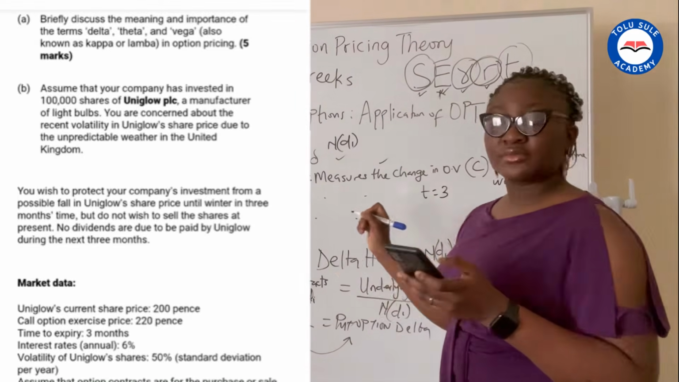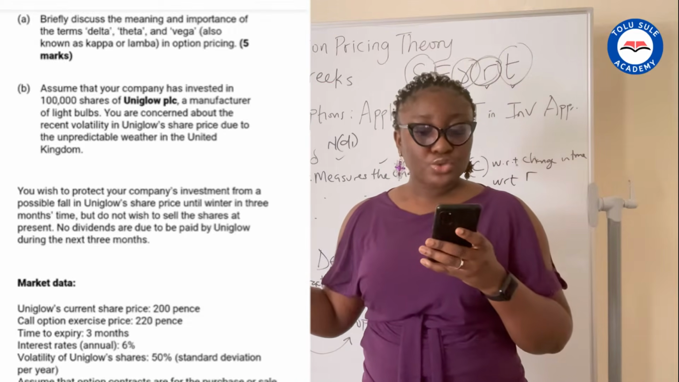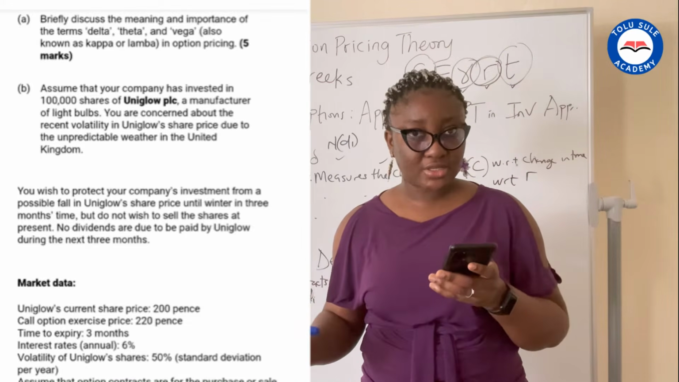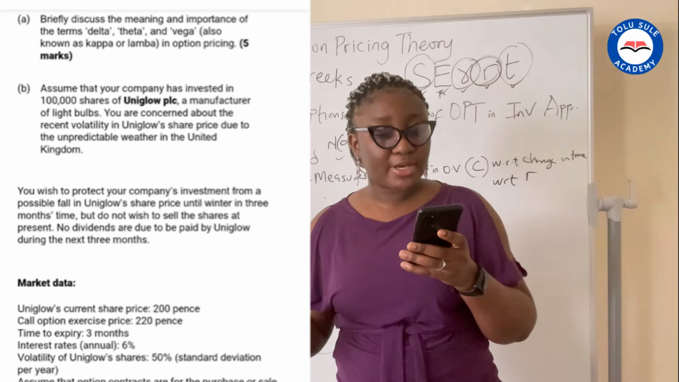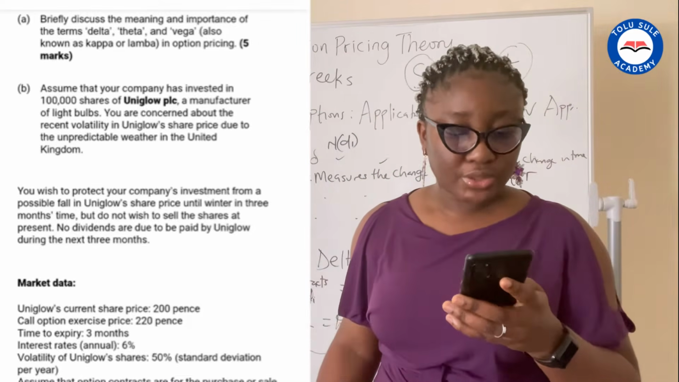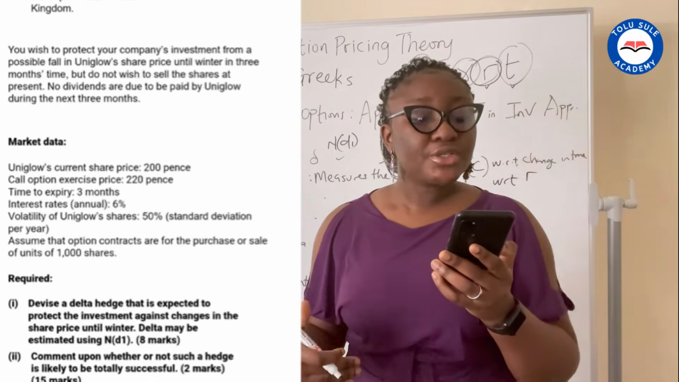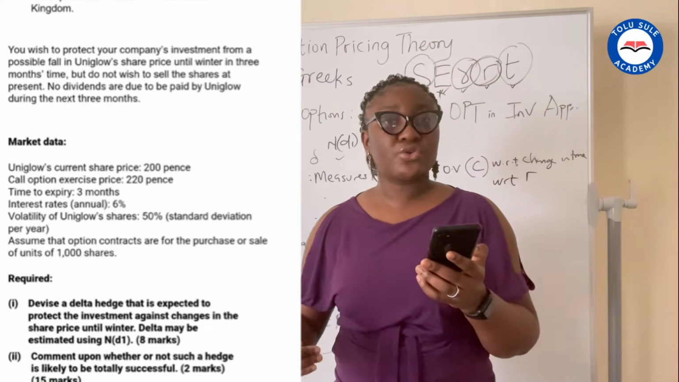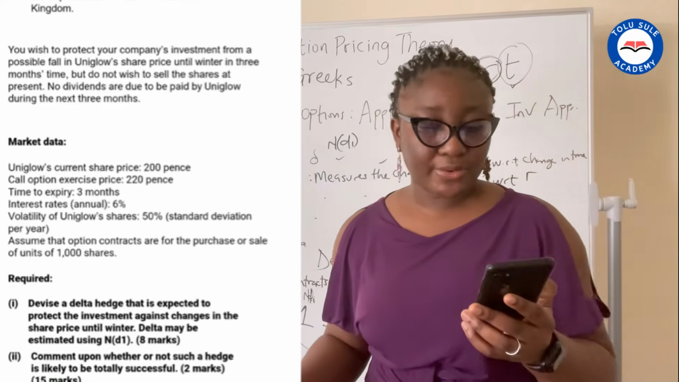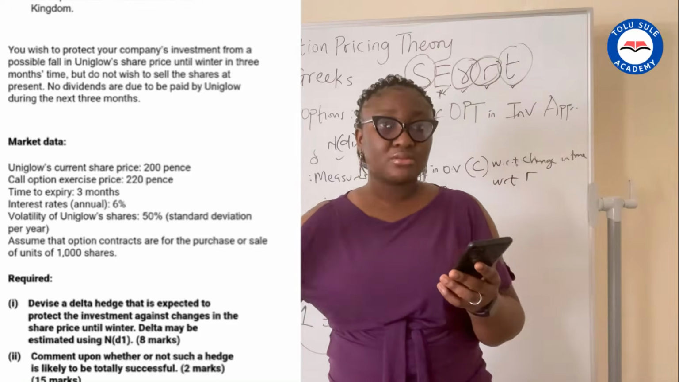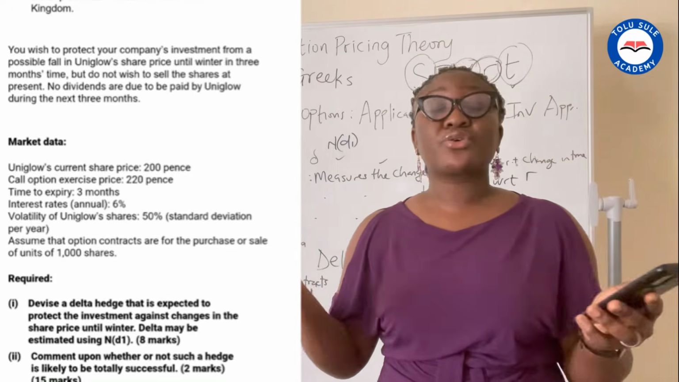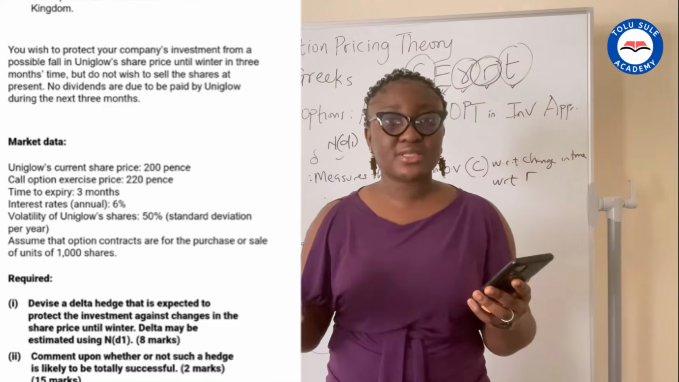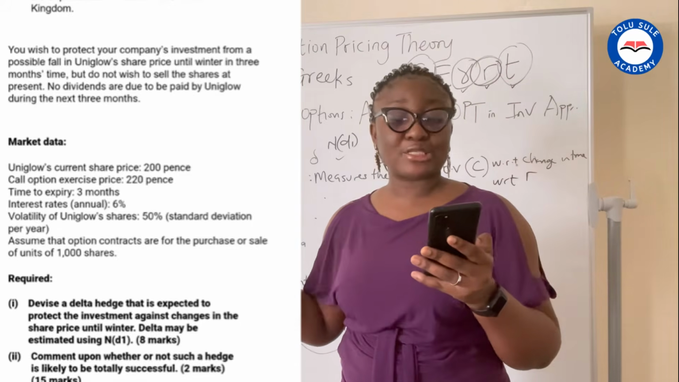T is 3. But do not wish to sell the shares at present. No dividends are due to be paid by Uniglo during the next 3 months. Then they give you the market data. Uniglo's current share price, you can see 200 pence. 200 pence is £2. Okay, but just solving 200 pence, it's like them saying 200 kobo because 100 pence is £1. Okay, so 200 pence is £2.